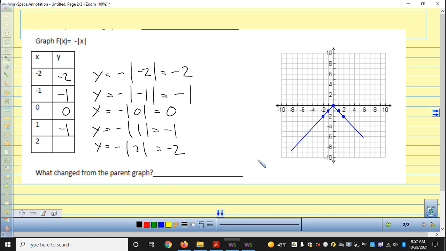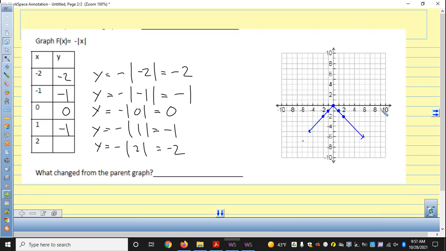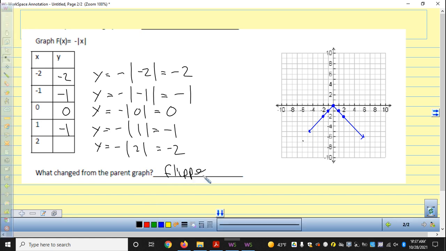And the question here asks us, what changed? We're going to call the absolute value graph that we made, the very first one, the parent. So if I go back here, this is my parent graph. This is the main absolute value graph. So what changed between the main absolute value graph and this one? Yeah, it flips. And I'm going to say it flips over the x-axis.